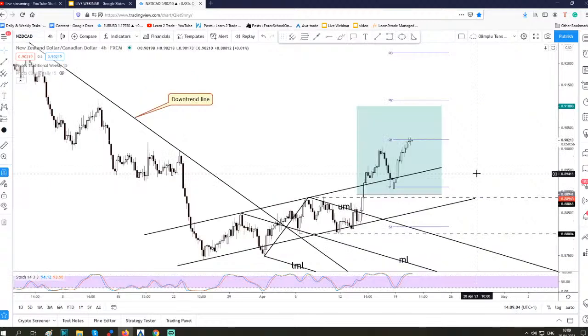So now the price is pressuring the weekly R1 resistance after registering a new higher high, after jumping above the former high. So technically the pair is strongly bullish and it could continue higher. It could take out the R1, the weekly resistance, 0.9021, and it could continue higher towards our target, as I've told you earlier.